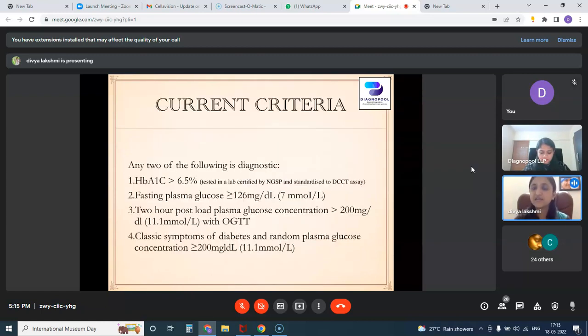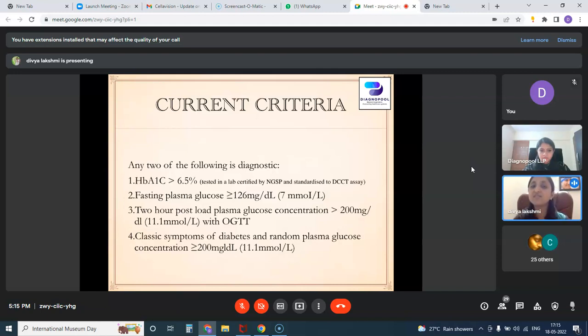So the current criteria for diagnosis of diabetes is when HbA1c is above 6.5%, fasting plasma glucose is above 126, or the 2-hour post-load plasma glucose concentration is above 200 milligram per deciliter, and classical symptoms of diabetes. If we find any two present, we can term it as diabetes.